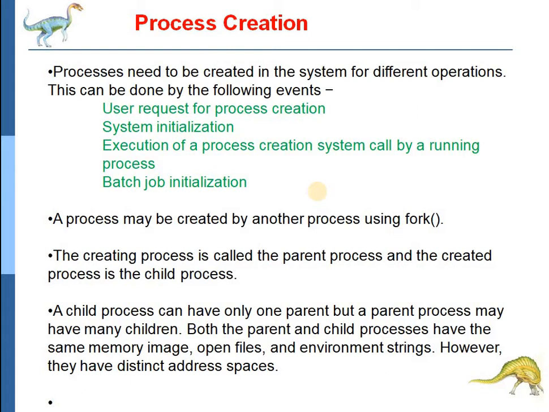When a process creates a new process, there are two possibilities in terms of execution. The first is that the parent continues to execute concurrently with its children. The second is that the parent waits until some or all of its children have terminated.